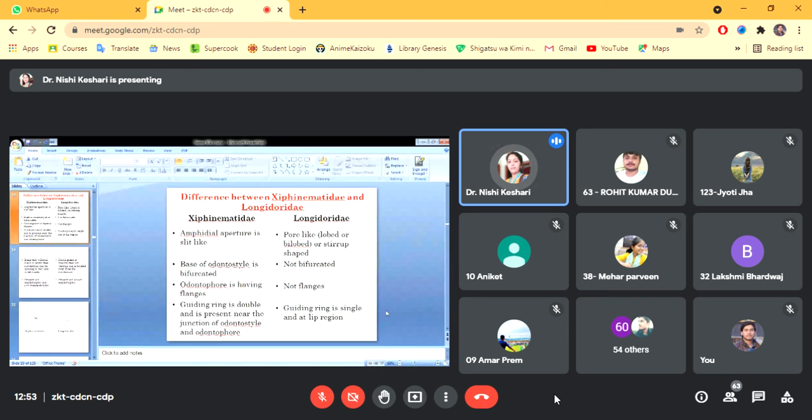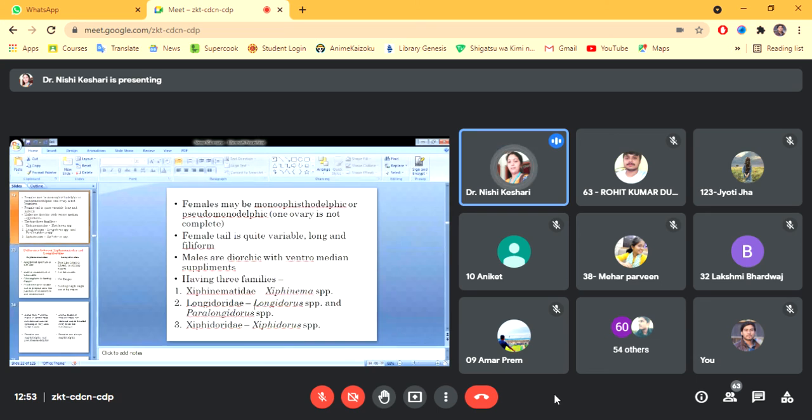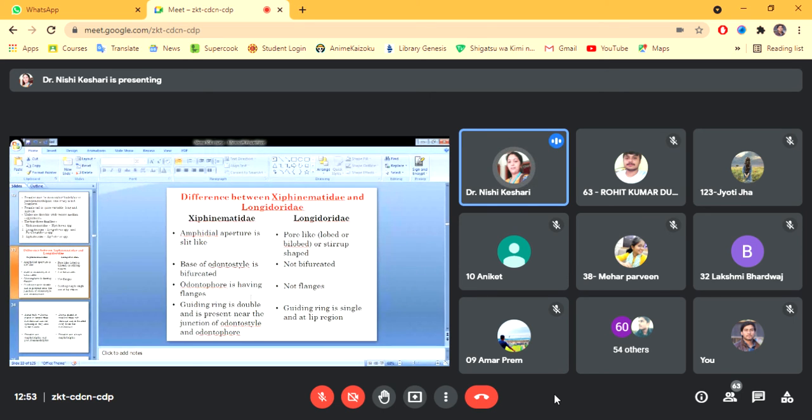So what is the difference between Xiphinematidae and Longidoroidea? If some nematodes are grouped into this one and this one, it may be because they have different characters. So what are the different characters? The amphidial aperture here is stirrup-like, here it is pore-like. Pore-like, but maybe bilobed, single-lobed or bilobed.